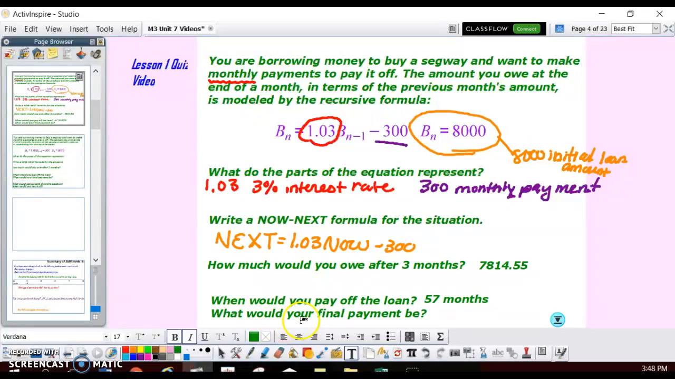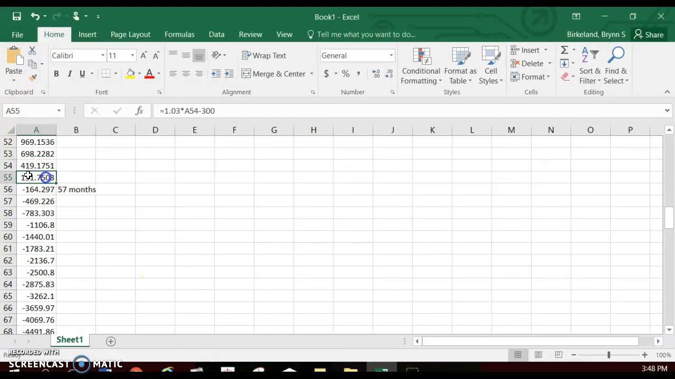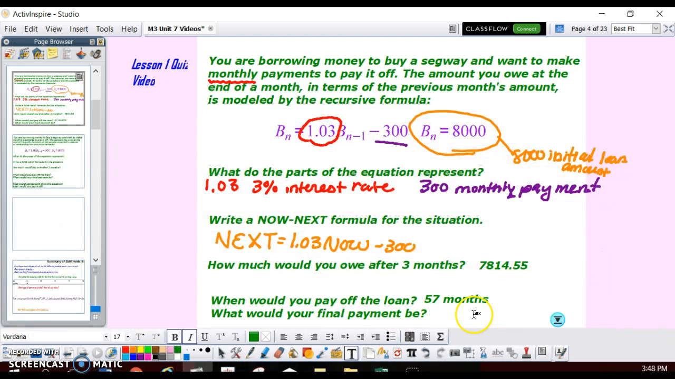What would your final payment be? On the 56th month, we get a bill for $131.75. This is your final payment. You won't write a check for $300 this time because you don't owe that much. So $131.75. And again, Excel makes that a whole lot easier to see. Had I been doing it on my calculator, I'd be there for a long time, and I certainly would have a hard time keeping track of what month I was in.